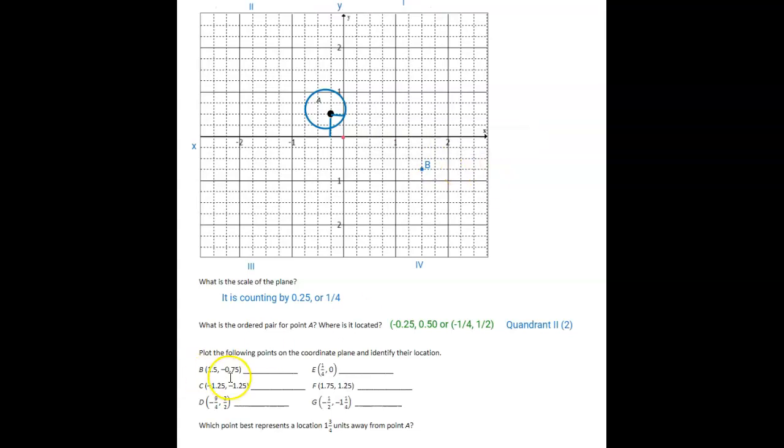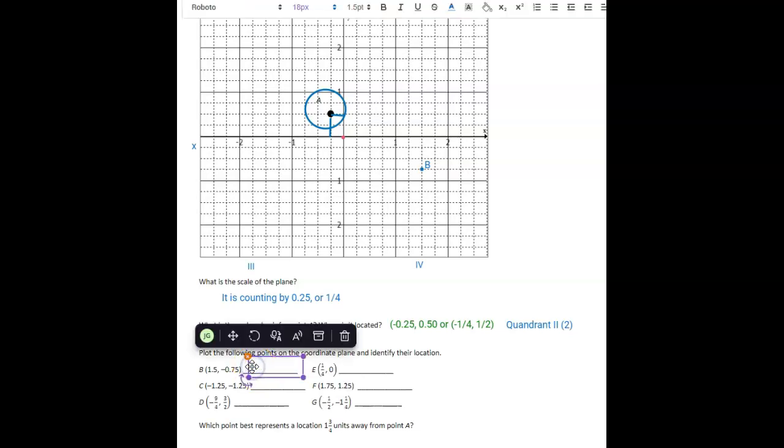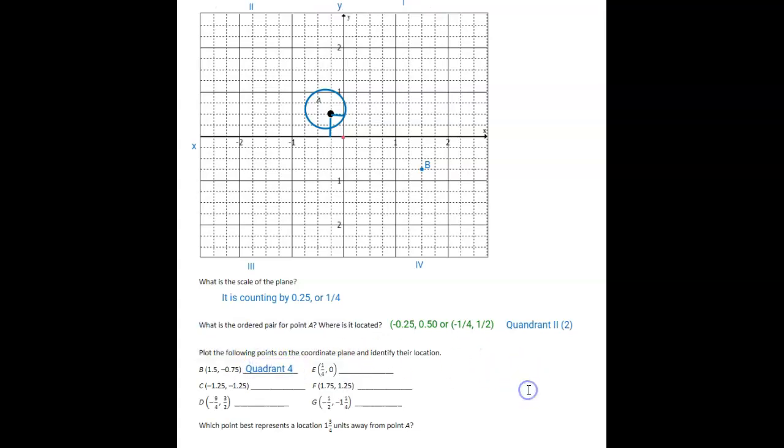Now, our question also is, where is it located? And point B is located in quadrant 4. And on your homework, don't worry about Roman numerals. We'll just stick with numbers. So it is located in quadrant 4.